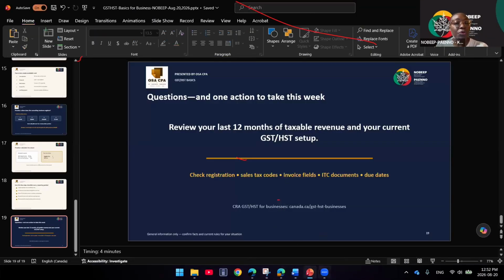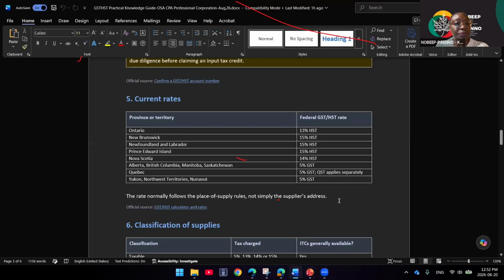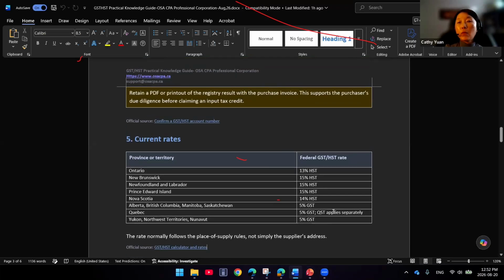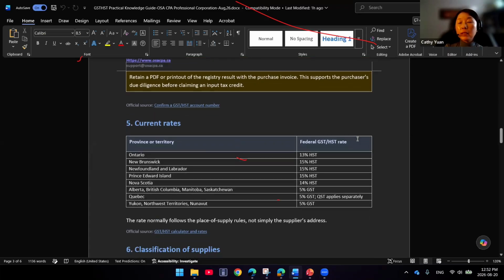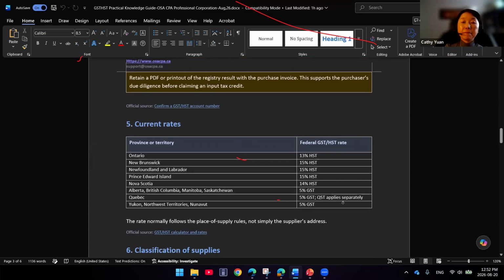Cathy, are you going to share your slides with us? That has very detailed information on the GST/HST. If business owners want it, they can send an email to me, and I can email this detailed information to them. Okay, sure. Thank you.